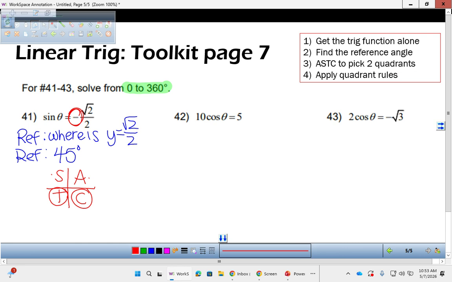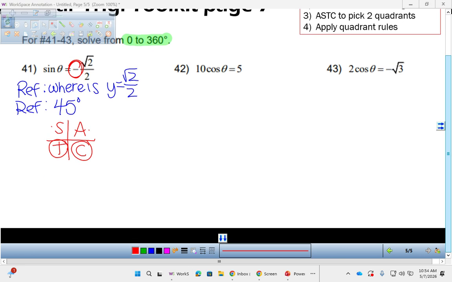Everybody okay with how we pick those quadrants? I'm referring, if that was positive, I'd pick 1 and 2. So it depends on when you get the trig function alone, do you have a positive or negative number? Okay, so because I'm going to do 2 and 3, I'm going to have 2 answers, a 2 answer and a 3 answer.